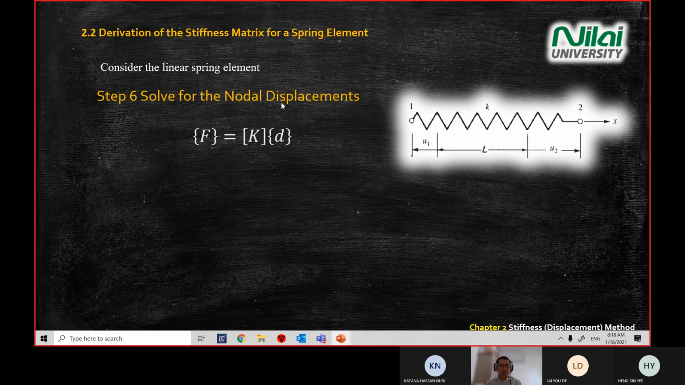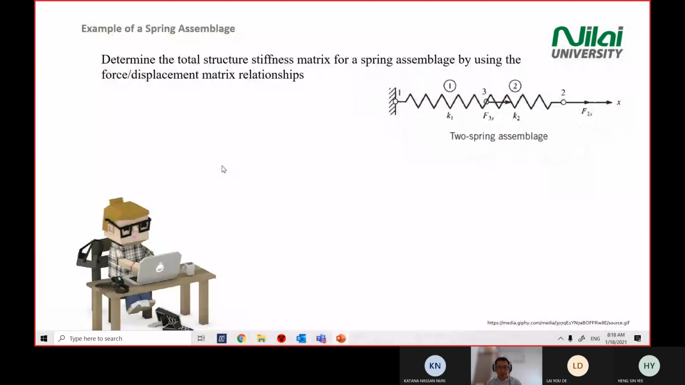Then number 6 is to find the displacement. So you have F equal to KD, and you look at the global dimension. You look at this displacement component, at the individual point. In this case, in the X direction, you solve for the U. And then step number 7, after you solve for displacement, you solve for the F, right?